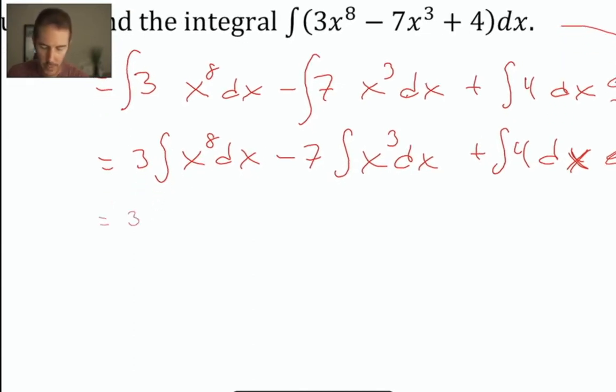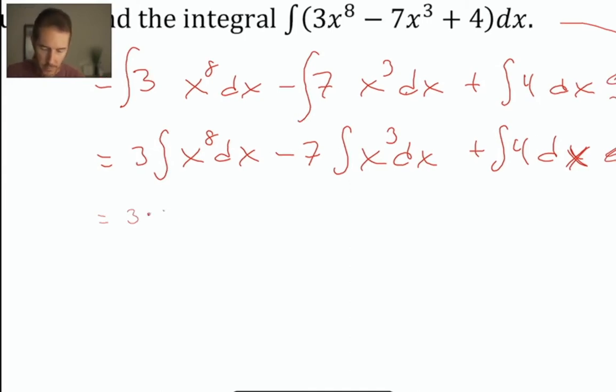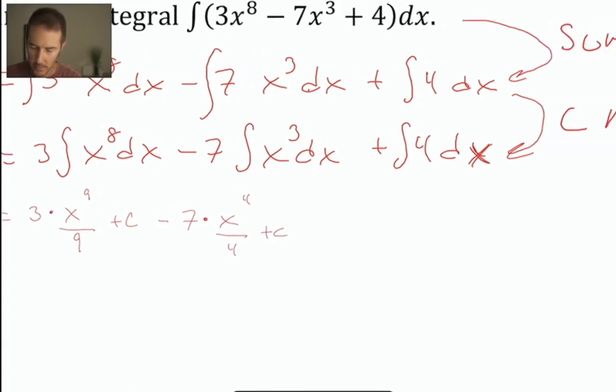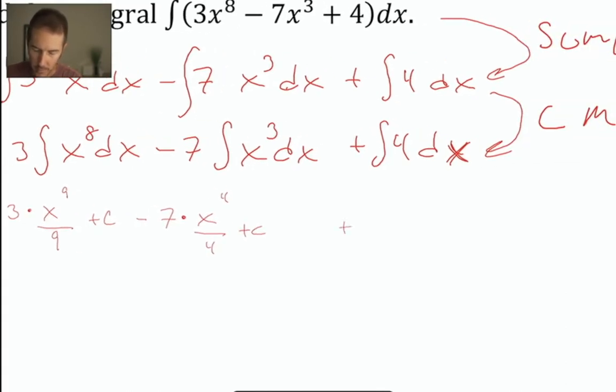Equals 3 times integrating. Keep the variable the same. Increase the exponent by 1. Divide by the new exponent. Plus c. Minus 7 times. Keep the variable. Increase the exponent by 1. Divide by the new exponent. Plus c. Plus.